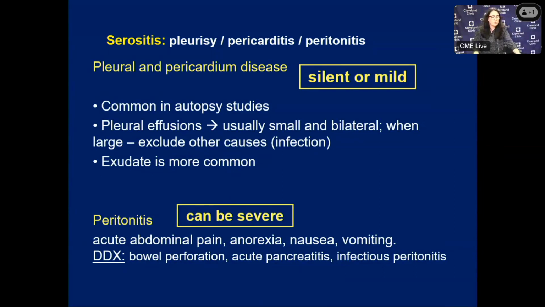Now, this is usually silent or associated with very mild symptoms when affecting the pleural and the pericardium area. Peritonitis, on the other hand, can be severe. Patients can present with acute abdominal pain requiring very large doses of steroids for control of the inflammation. They have anorexia, nausea, and vomiting, and the main differential diagnosis is bowel perforation or infectious peritonitis.